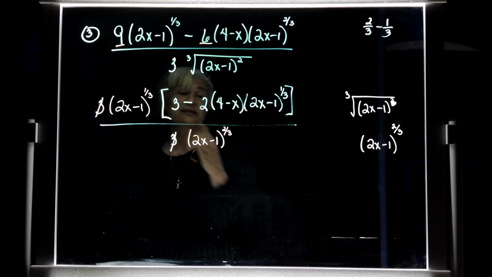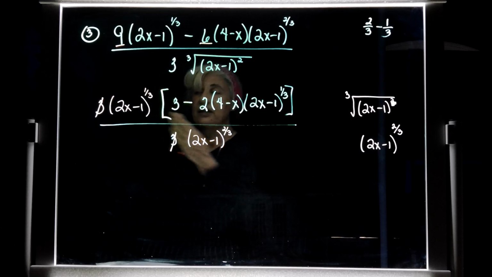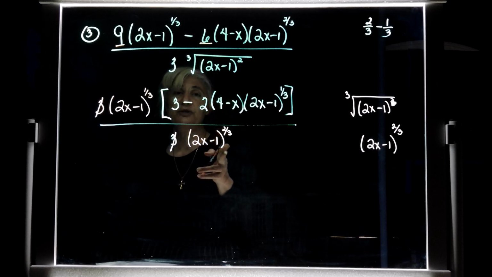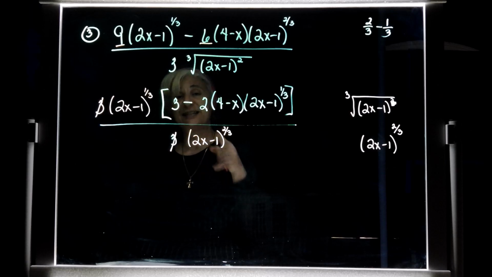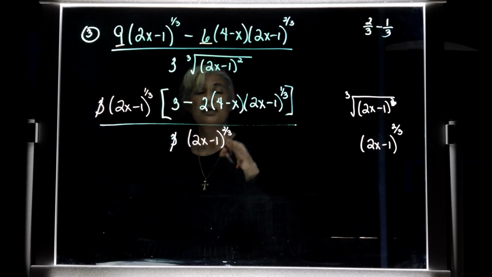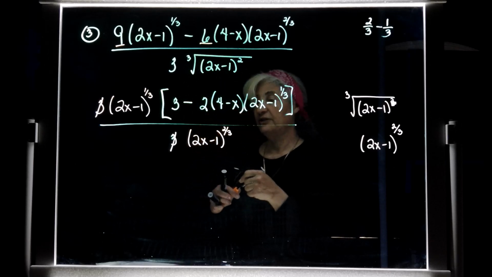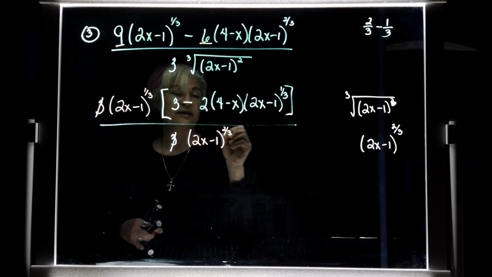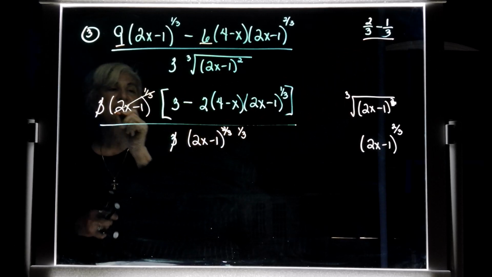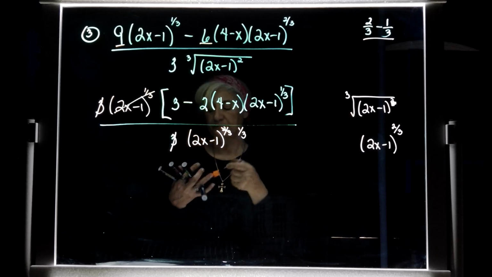I'm going to cancel. I'm going to reduce these two bases. They're the same. So what do you do with the exponents? You subtract. And in this case, I'm going to do the denominator minus the numerator because I'm trying to cancel. And it's going to be left in the denominator. And yeah, this is going to become a 1/3, right? And this is going to cancel out completely.